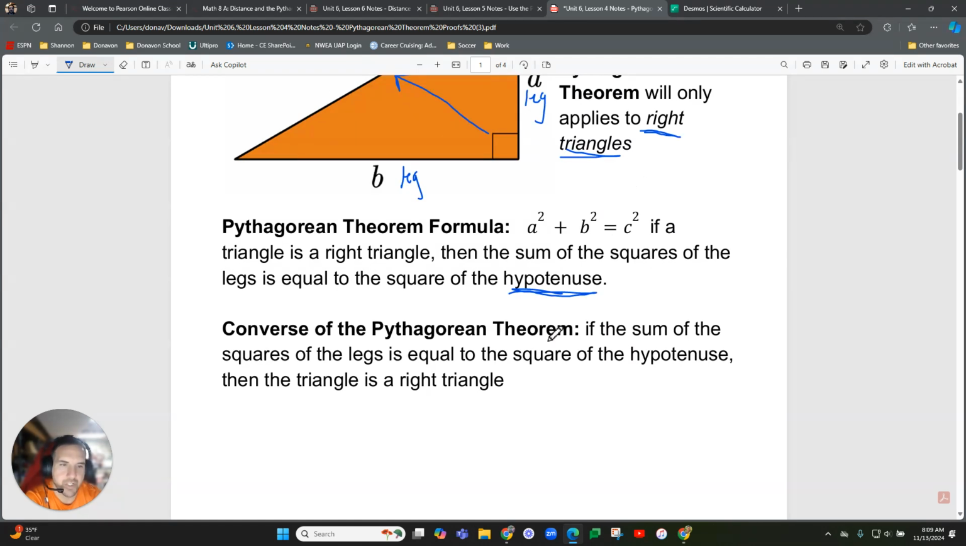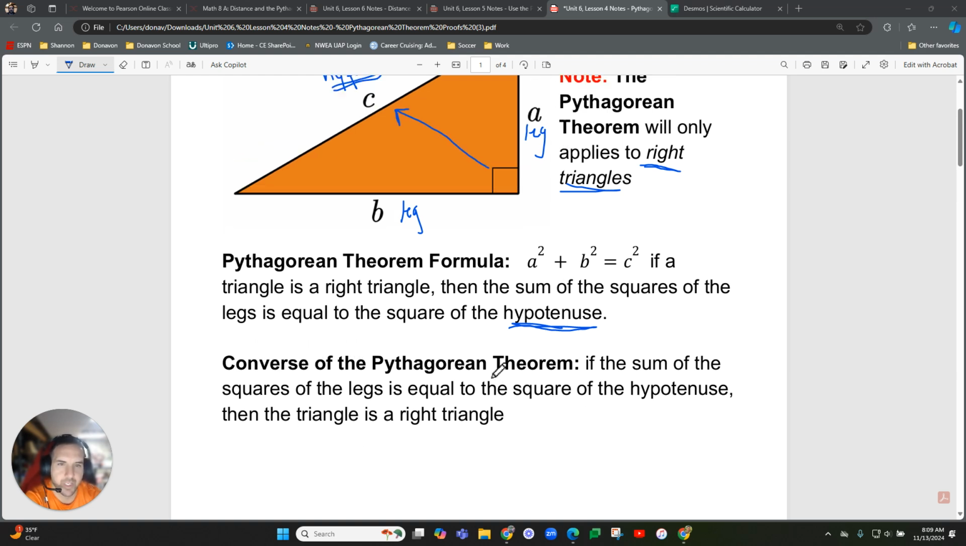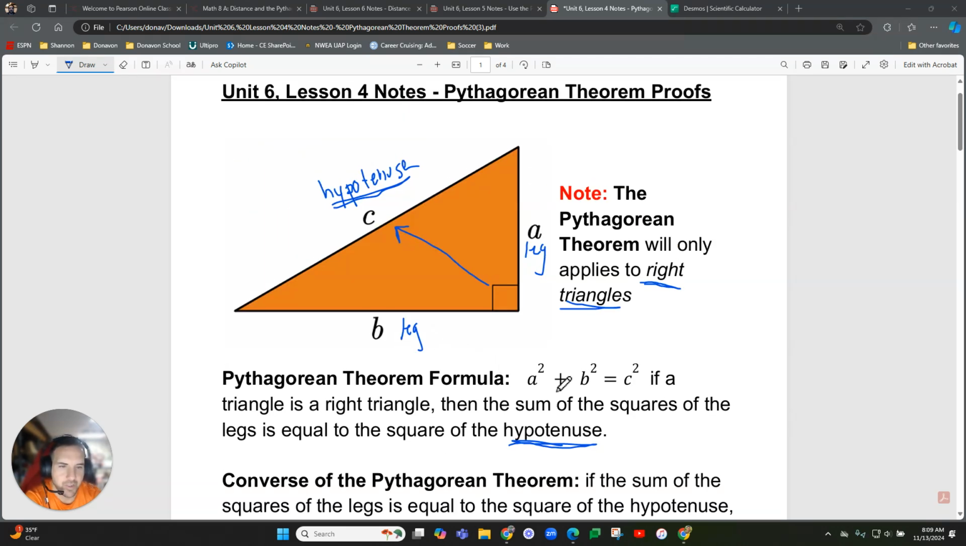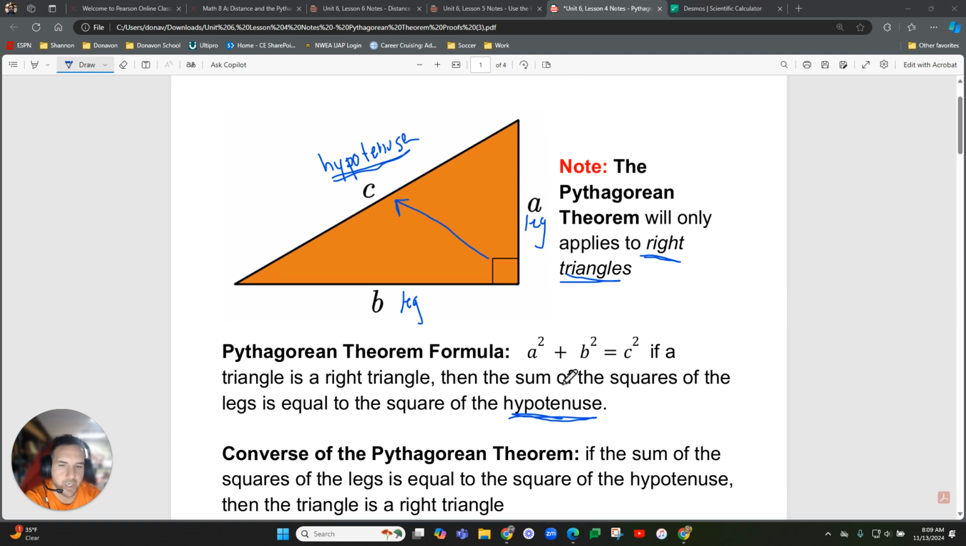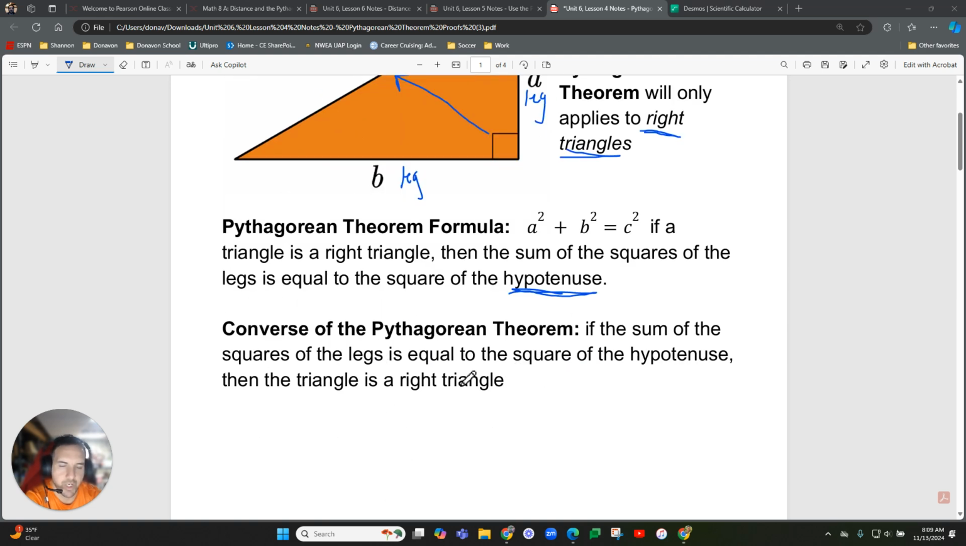So the converse of the Pythagorean theorem says if the sum of the squares of the legs is equal to the square of the hypotenuse, then the triangle is a right triangle. In other words, it's saying if this is true, then the triangle is a right triangle. So if a squared plus b squared equals c squared, then you know that you have a right triangle.